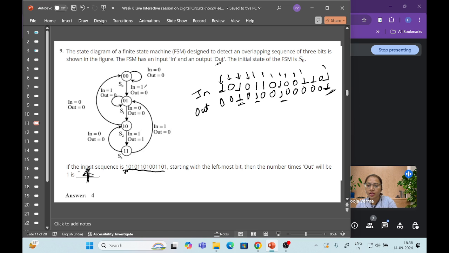The input sequence is given, this is the input sequence, and it is given starting with the leftmost bit, that means this one. Then the number of times out will be 1, that is, how many times out will be 1 during this sequence. So now we need to find the number of times out will be 1 in this sequence.